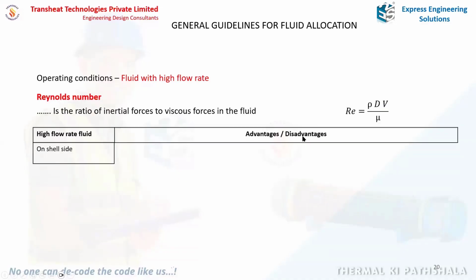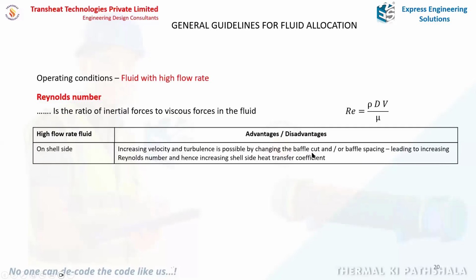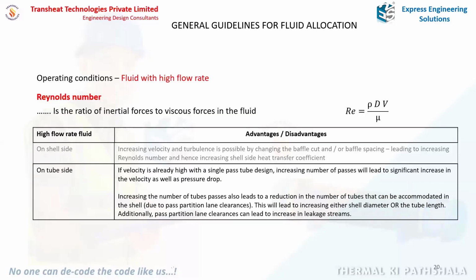If you put it on the shell side, what you are again playing around with is the baffle cut and the baffles to improve the turbulence and increase the shell side heat transfer coefficient. Now, compared to this, what happens if you put that fluid on the tube side? As it is, you already have a good velocity and a Reynolds number. So if you further want to increase the velocity and improve the Reynolds number and heat transfer, you are left with no other option but to increase the number of passes again. But increasing the number of passes will increase the velocity, but also increase the pressure drop significantly.